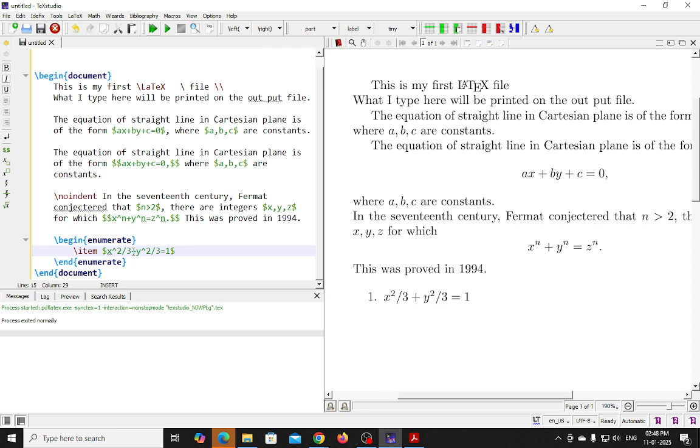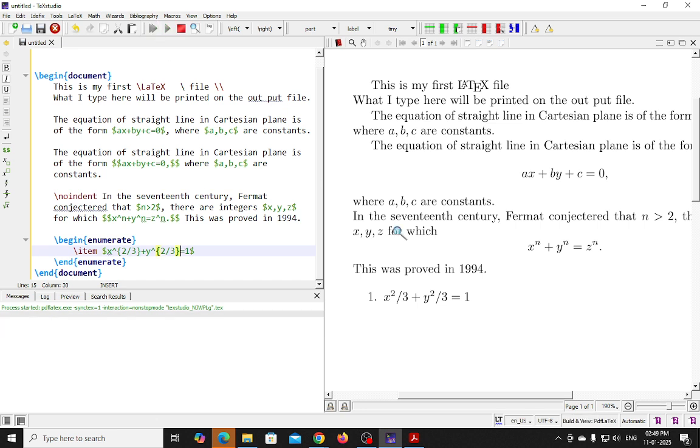Means you have to apply the effect for a particular part. So when you have to apply the effect for a particular part, you have to put the whole thing in curly brackets. Means what I need, as a power I require 2 by 3. That's why the curly bracket starts from 2 and ends with 3. And same for the second one.